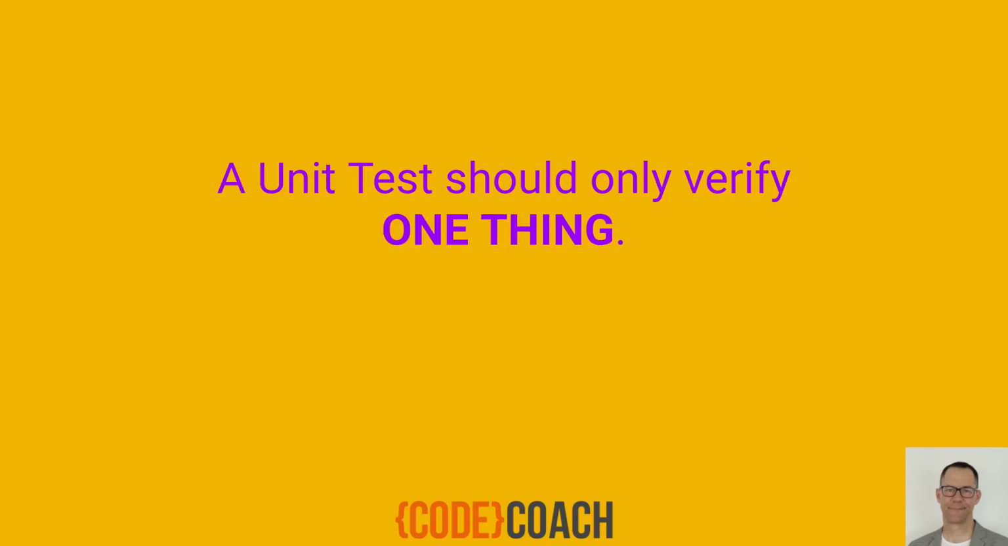When our tests test for one thing, it means that we can give them great names. When our tests check for 5 things, how would we name these? Much more difficult. So best avoid it. A unit test should only verify one thing.